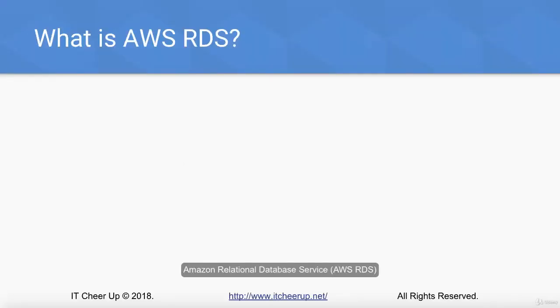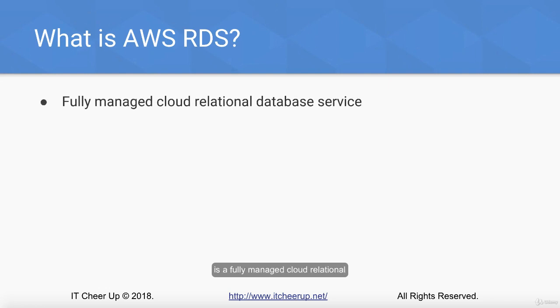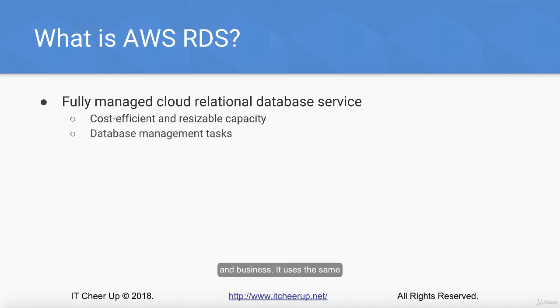Amazon Relational Database Service, AWS RDS, is a fully managed cloud relational database service. It provides cost-efficient and resizable capacity while managing time-consuming database administration tasks, freeing you up to focus on your applications and business.